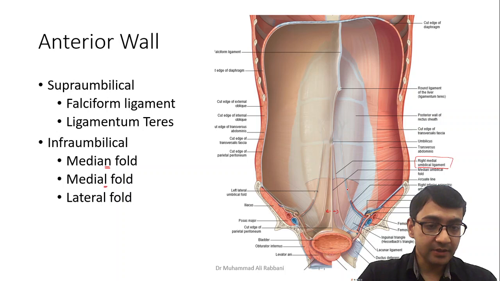The third fold is this one. The third fold contains the inferior epigastric vessels on the way to the rectus sheath. So this is the lateral umbilical fold.